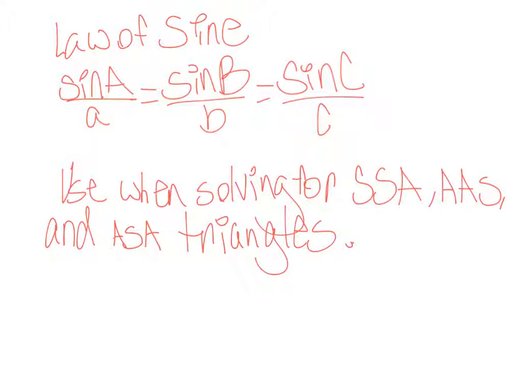The law of sines is the sine of angle A over the side length a is equal to the sine of B over the side b, and the sine of angle C over the side c. You use this formula when you are solving for a side-side-angle triangle, an angle-angle-side triangle, and an angle-side-angle triangle.